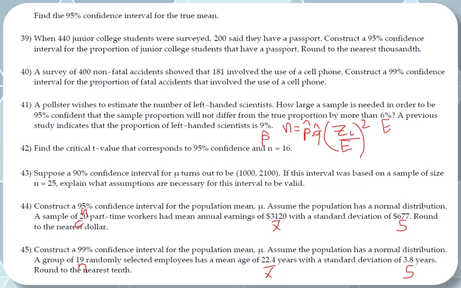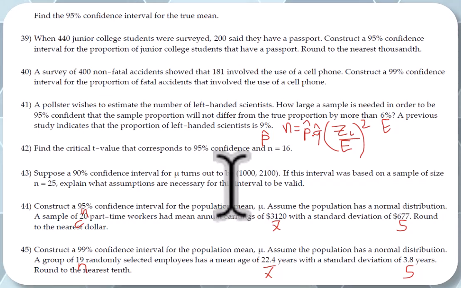Next question. 43. Suppose a 90% confidence interval for the mean turns out to be between 1000 and 2100. If this interval was based on a sample size of 25, explain what assumptions are necessary for this interval to be valid. Remember, guys, when the sample size is less than 30, you have to assume that the population is normally distributed. So that's what's missing here.